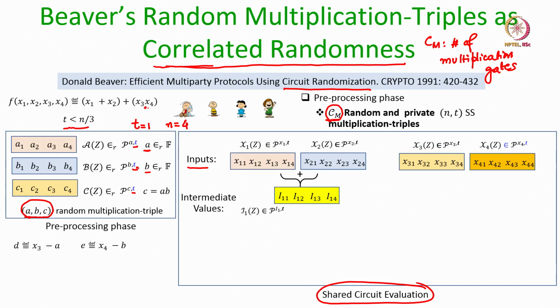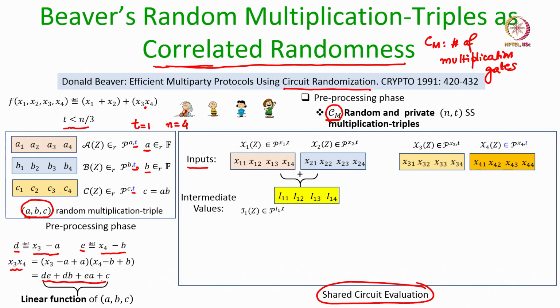So, before going into the exact details of the Beaver's method of solving the degree reduction problem, let us see what exactly is the underlying idea here. Let us define the values d and e as follows. So, d is a masking of x3, namely x3 being masked with a, and e is x4 being masked with b. Now, if d and e are public, then it is easy to see that the product of x3 and x4 is this, and this can be rewritten as this expression.